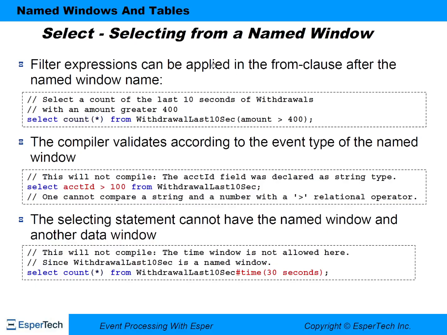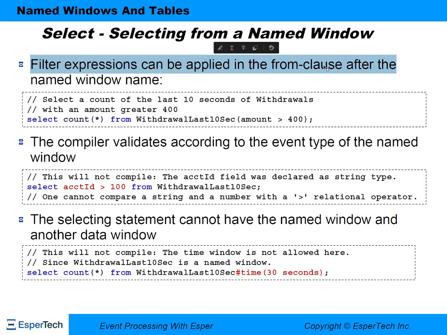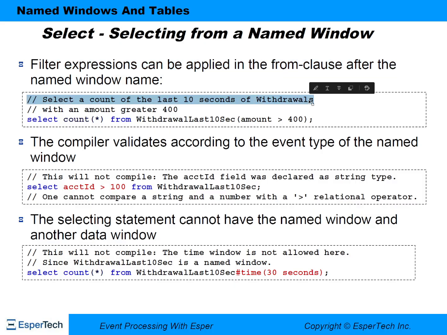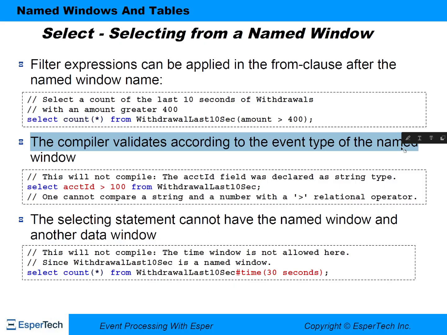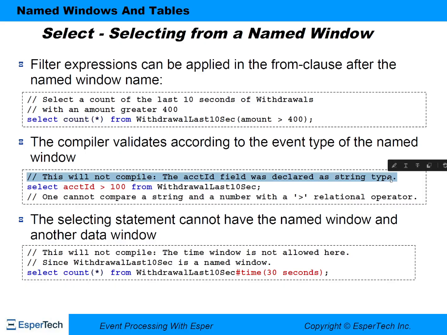Filter expressions can be applied in the from clause after the named window name. This example selects a count of the last 10 seconds of withdrawals with an amount greater than 400. Select count(*) from WithdrawalLast10Sec(amount > 400). The compiler validates according to the event type of the named window. For instance, the expression accountId > 100 will not compile, as the accountId field was declared as a string type. One cannot compare a string and a number with a relational operator.